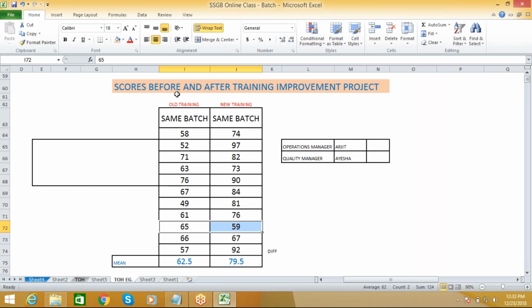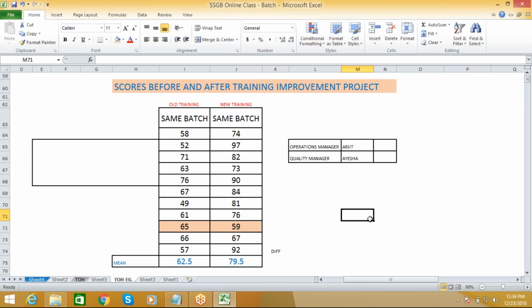Where, for example, in this case, the person scored lesser the second time after going through the new training module. So to avoid all this, what I've done is I've gone with the average. Yes, okay. Now there's a clear difference between the averages. Okay, so everybody knows how to decide on this.